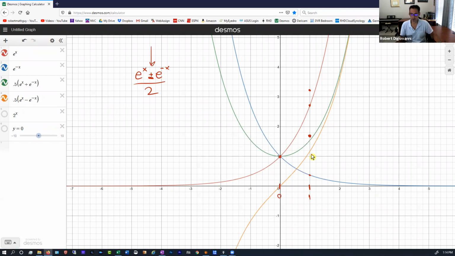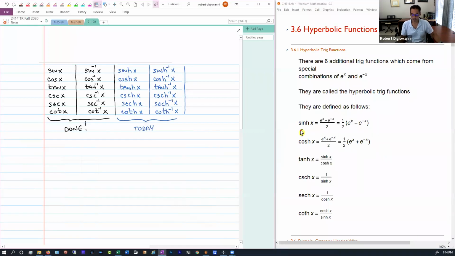Okay, this orangish one. I'm just trying to get you to see that if we start out with e to the x and e to the negative x, and then either add or subtract them and divide by 2, we get these 2 new functions. And I'm telling you that those occur in the science field a lot. So we define them. Here it is.